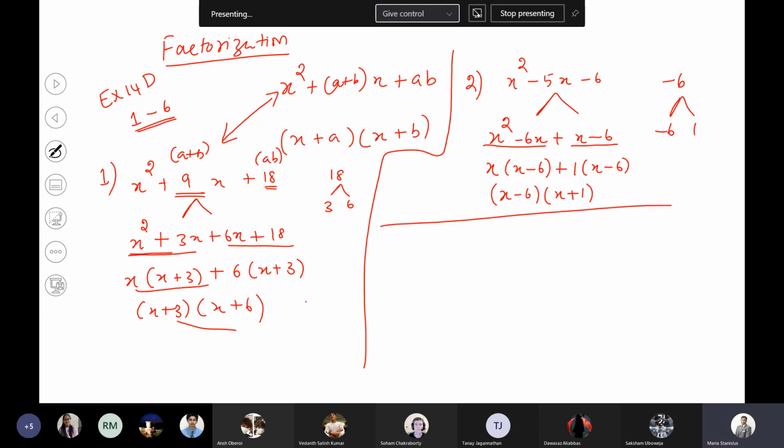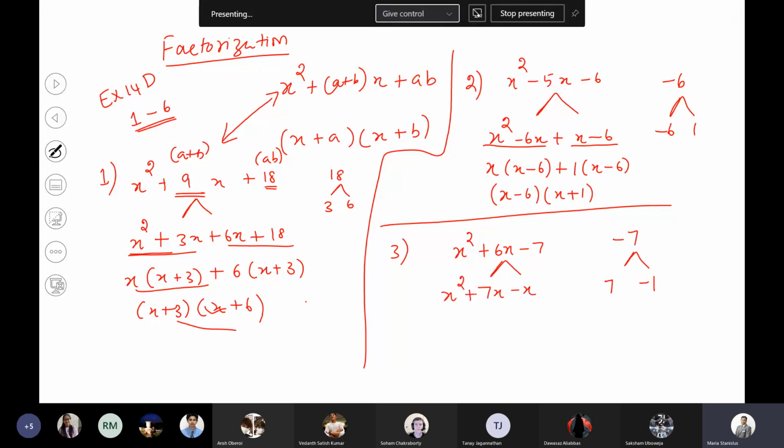So question number 3 says x square plus 6x minus 7. The last term is minus 7, so the factors are plus 7 and negative 1. When you multiply, you get negative 7, and when you add, you get plus 6. So I split the middle term as 7x and minus x.